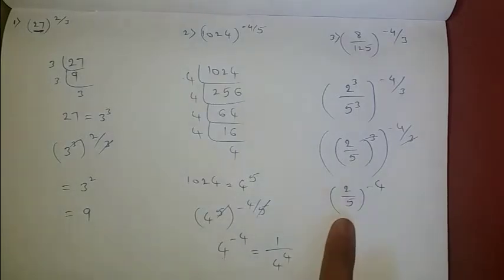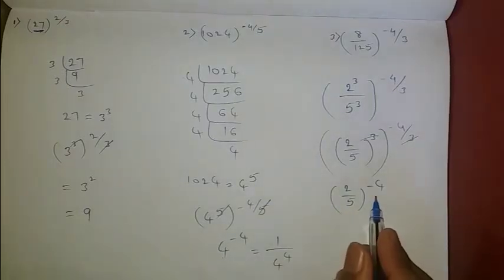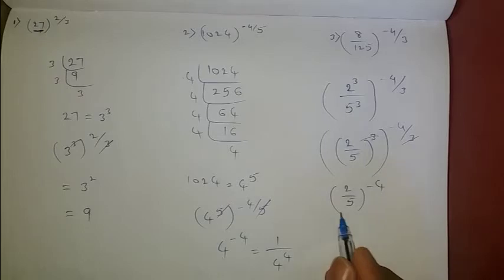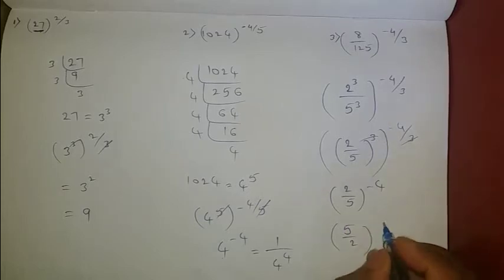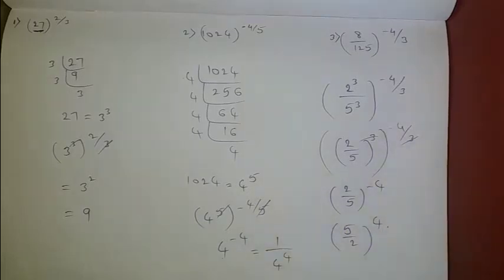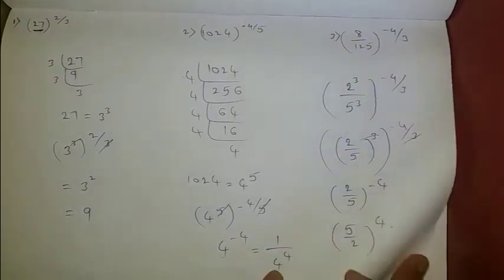Now this is in the form of (a/b)^(−1). So here the power is negative. If we change this power to positive, the base will become its reciprocal. So the reciprocal of 2/5 is 5/2. Then the negative power will become positive power. So the final answer is (5/2)^4. Let's move to the next question.